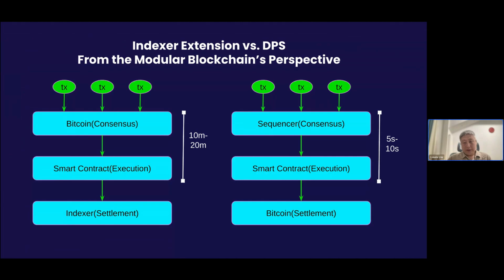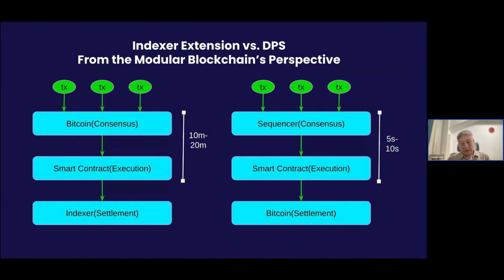But for the DPS paradigm, the sequencer plays the role of controlling the consensus, which means the sequencer will decide the transaction ordering, and after that, the smart contract will be called for execution. The whole process will take only a few seconds, and after that, the user can see that the smart contract state has been updated and is ready to execute the next transaction.